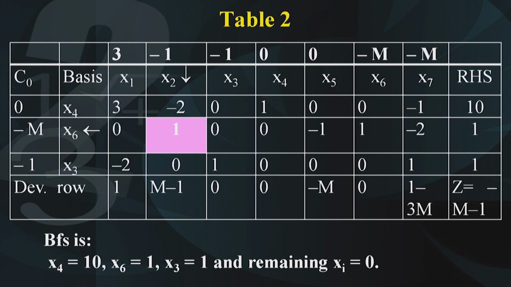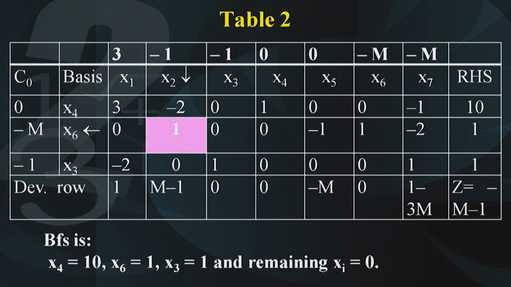Therefore, what do we find? We find that the entry marked in the pink cell, that is 1, becomes the pivot, and therefore, in the next iteration we need to convert this pivot column as 0 1 0. That is how we will make sure that x2 is in the basis.